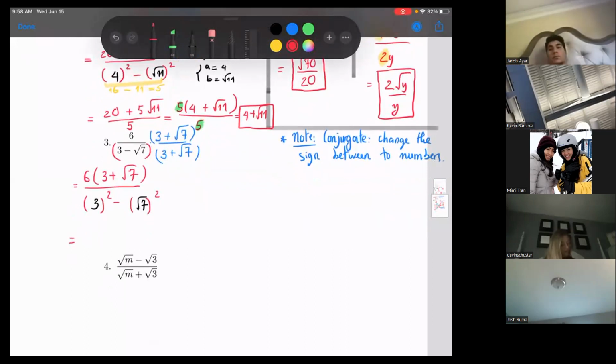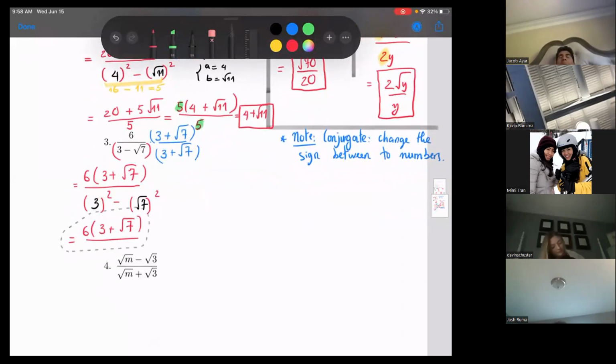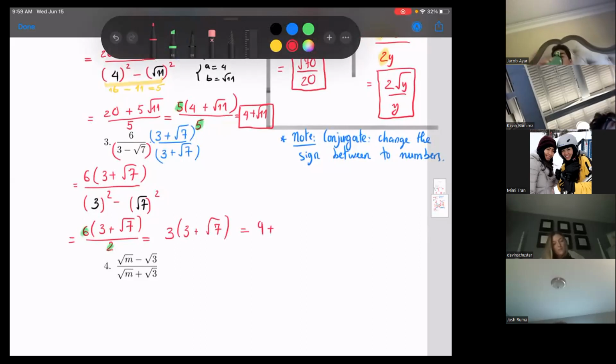So we have 6 times 3 plus root 7 on the top. On the bottom, I got what? Yeah, 9 minus 7 is 2. So I'm just going to say 2 here. Can you simplify the 6 and the 2? Yeah, right. That's why we don't distribute. So 3 times 3 plus root 7. If you leave it like that on the exam, that's fine. If you want to, you can distribute. So 9 plus 3 root 7.